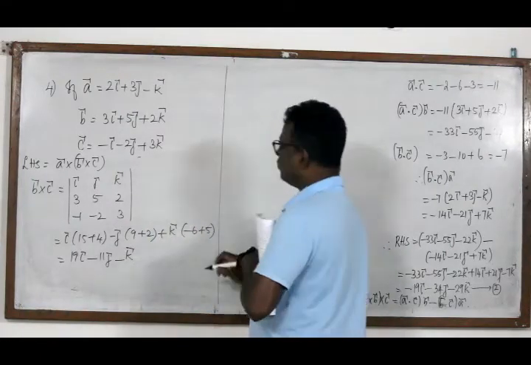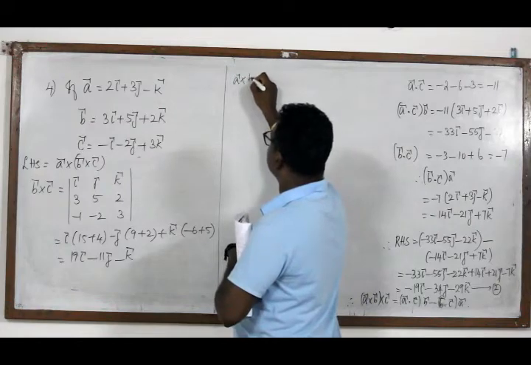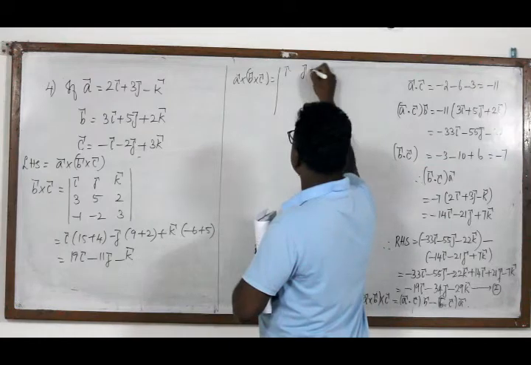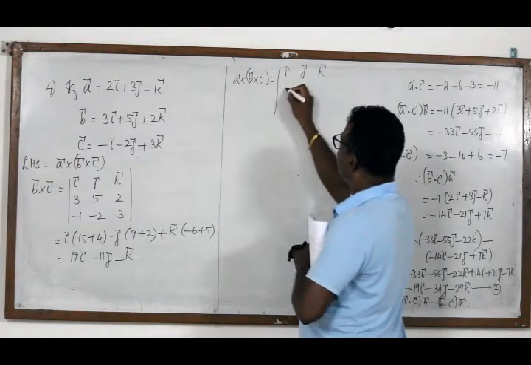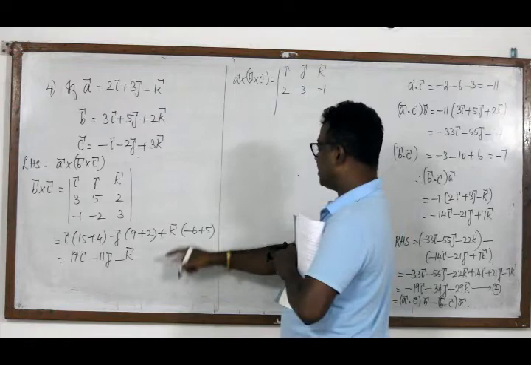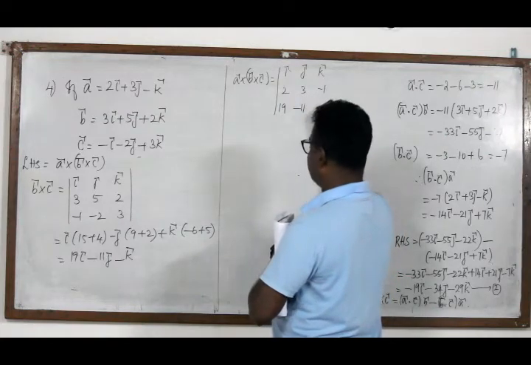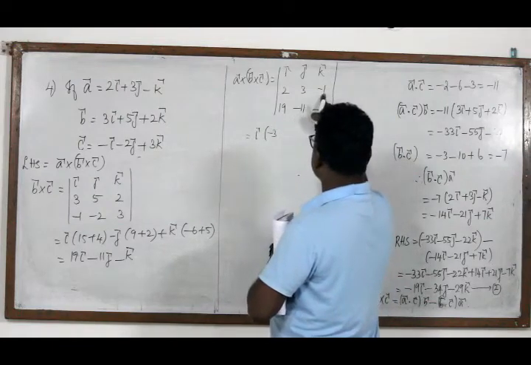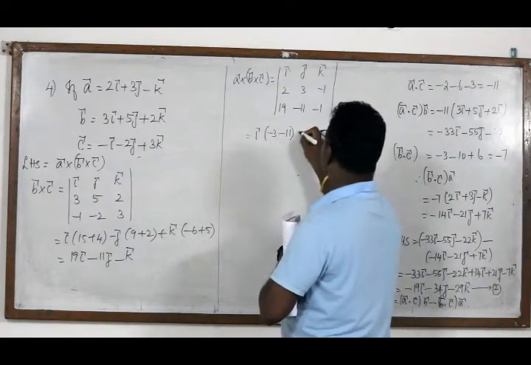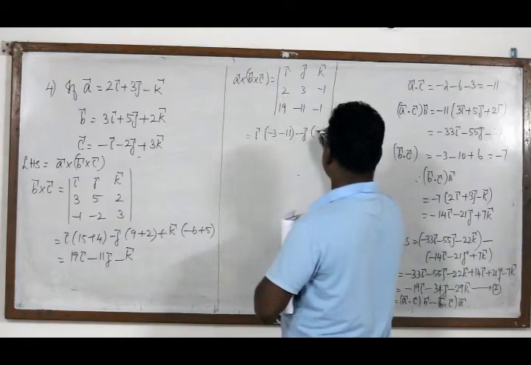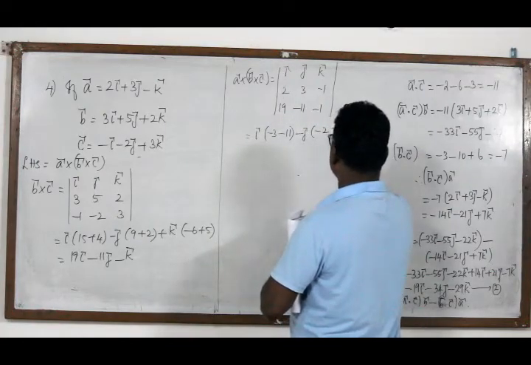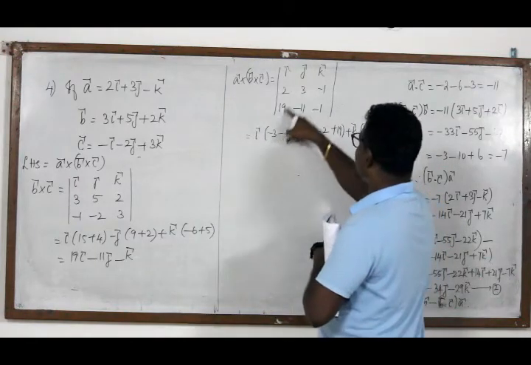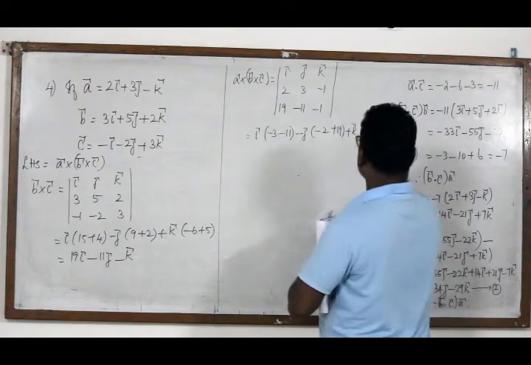Concept is very simple. Only the calculation we have to be very careful. A cross B cross C, again determinant. Here first vector is A vector. So 2, 3, minus 1. B cross C we found 19, minus 11, minus 1. It is i into minus 3 minus plus 11, so minus 14. Minus j into minus 2 plus 19. Then plus k into minus 22 minus 57.